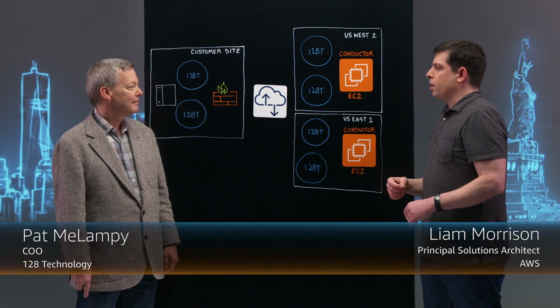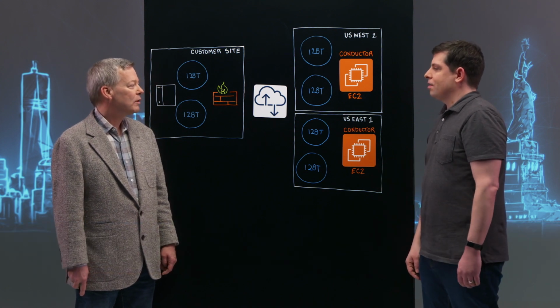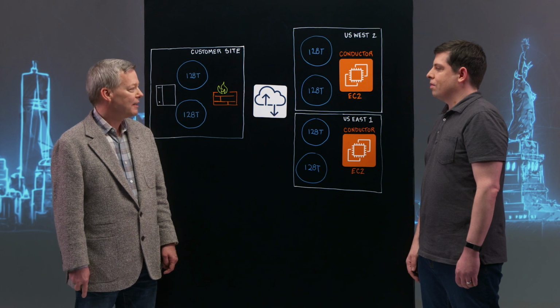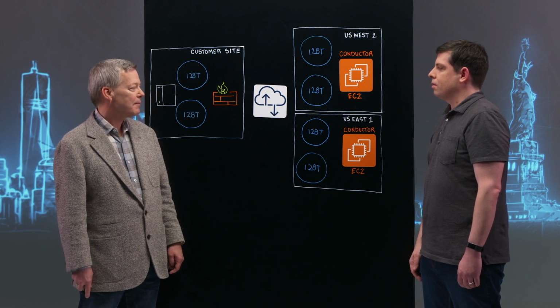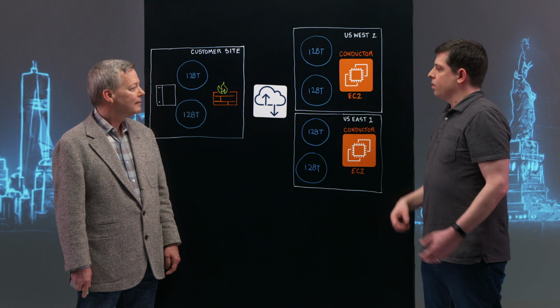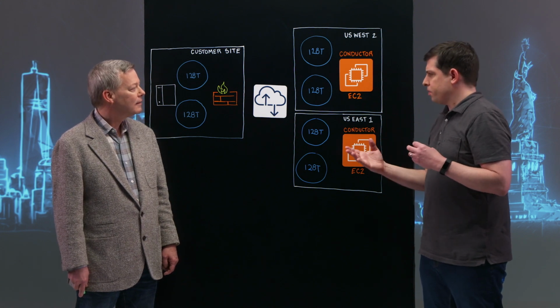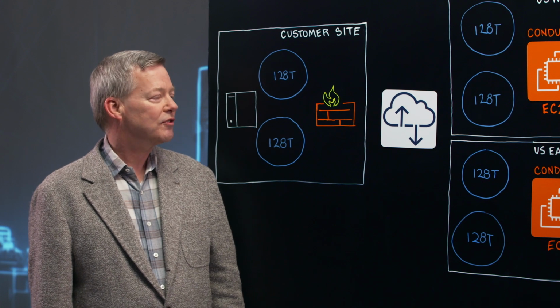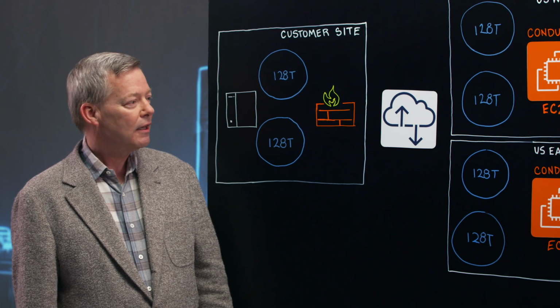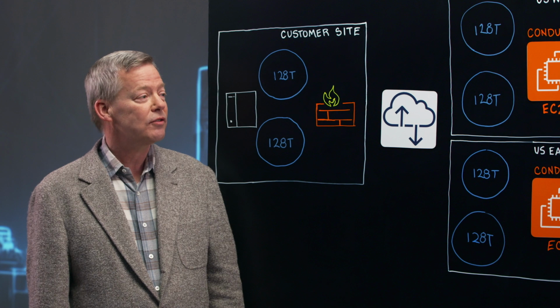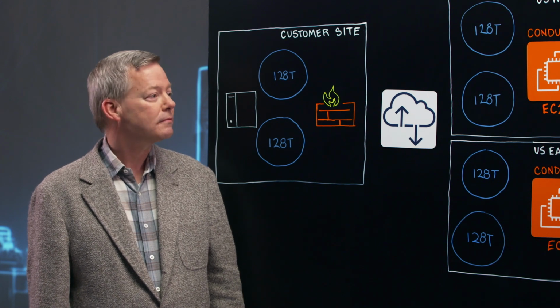So tell me a little bit about what 128 Technology does. 128 Technology is a software-defined networking company that makes IP routers. All right, so we're here today to talk a little bit about a problem you solved for one of your customers, correct? That's correct. Our customer was a SaaS provider that used AWS for hosting their services.